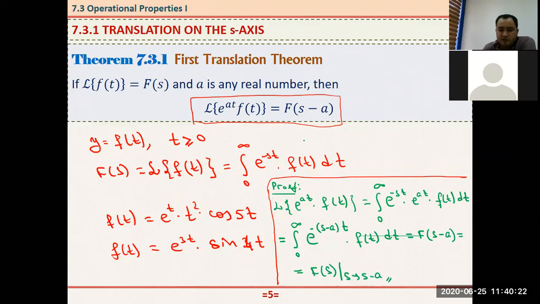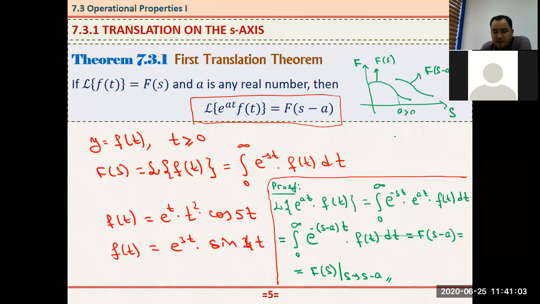And that is actually the translation about the x-axis. This S minus A, what does it mean? Here, let's say this one is S, this one is F. If the graph of this F is something like this, and let's say A is positive, then S minus A means shifting the graph A units to the right. That means it started from here and looks something like this. So that is the graph of F of S, and that is the graph of F of S minus A.